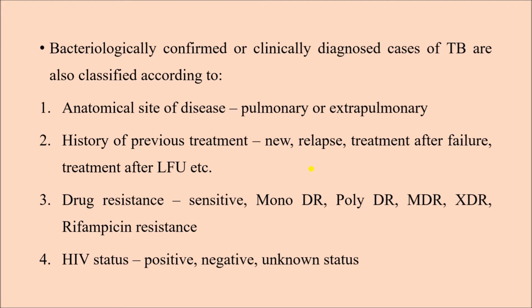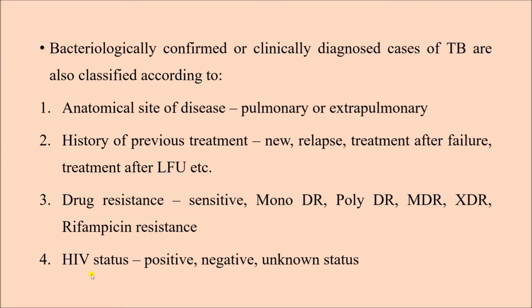If both isoniazid and rifampicin are resistant, that means H and R, it is known as MDR, that is multi-drug resistance tuberculosis. XDR is extensively drug resistant tuberculosis, where there is resistance to isoniazid and rifampicin, along with second line injectables like amikacin, kanamycin, capreomycin, and also fluoroquinolones like moxifloxacin, gatifloxacin, etc. There can also be rifampicin resistance.